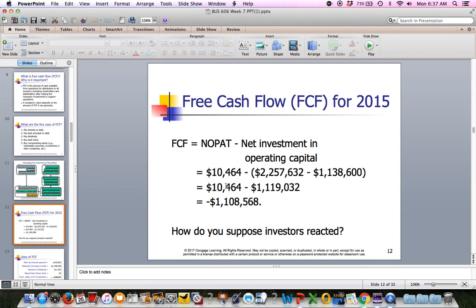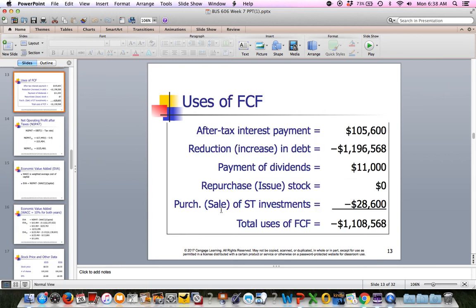Their NOPAT was a small positive before interest and tax. It was a very small positive. They had a huge investment in operating capital, over $1 million investment. So I have a negative cash flow. Now, you want that to be positive. However, if you could explain to your investors that we made this investment for future growth opportunities, and this was expected, that might be legitimate. We don't know enough about the company to know if that's really the case. I will just tell you, you typically want this to be positive, and everybody should know that.